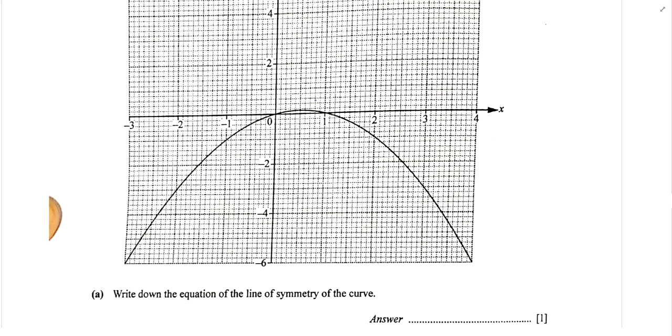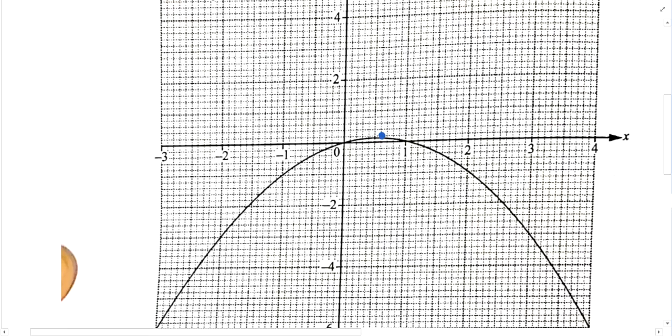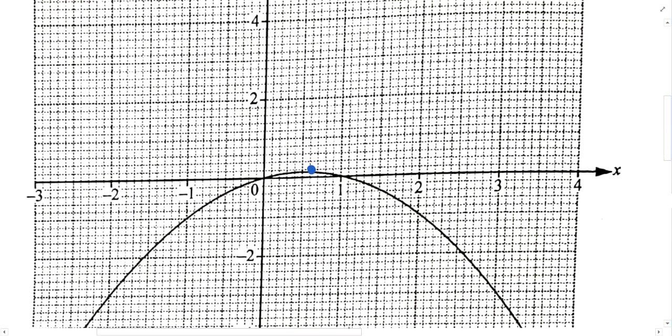So if we try to do it mathematically, how do we decide where is the line of symmetry? Where is the center of it all? It must be at a turning point. Okay, where's the turning point? Is it here? No? Then where is it? How about here? Yes, it is the turning point.